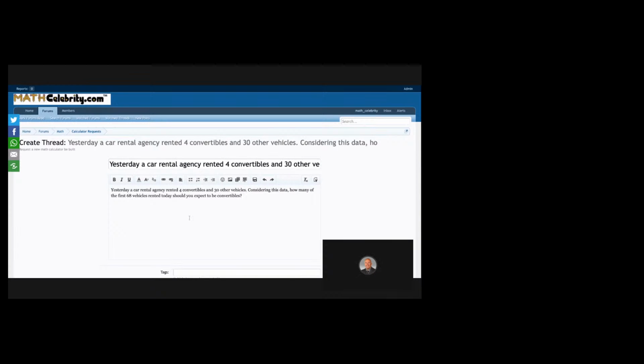Yesterday, a car rental agency rented 4 convertibles and 30 other vehicles. Considering this data, how many of the first 68 vehicles rented do you expect to be convertibles? So there's a little trick here. If you didn't see it, first 68, the first thing I think of is multiples of 68. And if I divide 68 by 2, guess what I get? 34. So if I add 4 convertibles and 30 other vehicles, I get 34 vehicles.